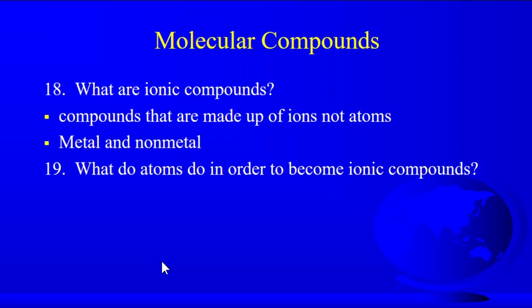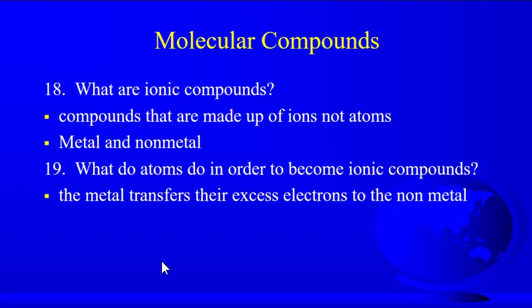What do atoms do in order to become ionic? They have to give or take electrons. They transfer electrons. They move electrons from one place to another. So somebody becomes a positive, somebody becomes a negative. That is the metal non-metal world.